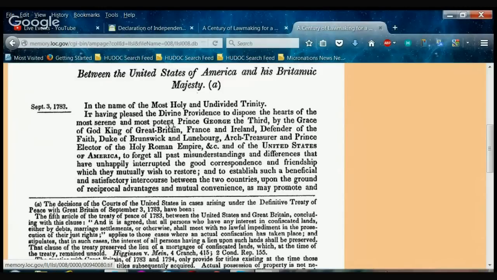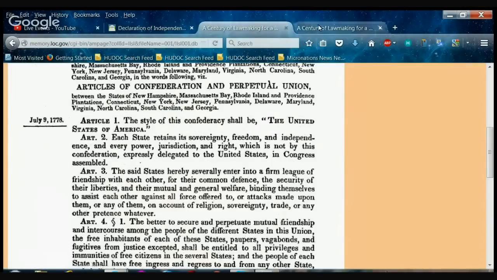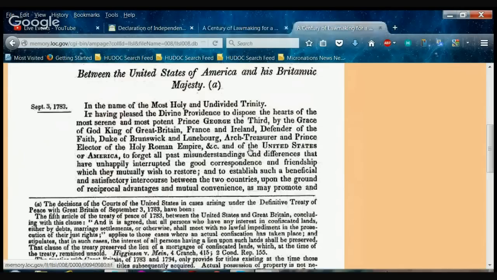So it says, it having pleased the divine providence to dispose the hearts of the most serene and most potent Prince George III, they like a lot of titles, by the grace of God, King of Great Britain, France, Ireland, Defender of the Faith, Duke of Brunswick and Luneburg, Arch-Treasurer and Prince Elector of the Holy Roman Empire, etc. That's what that means, etc. And of the United States of America. Now they just changed this T from upper and lowercase letters to lowercase letters. The United States of America.